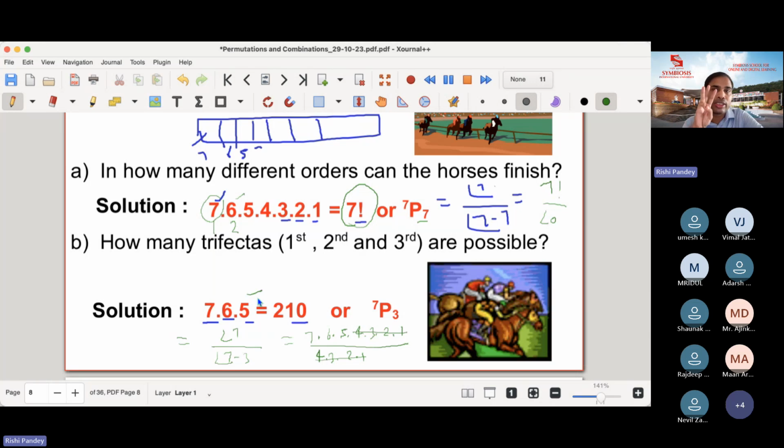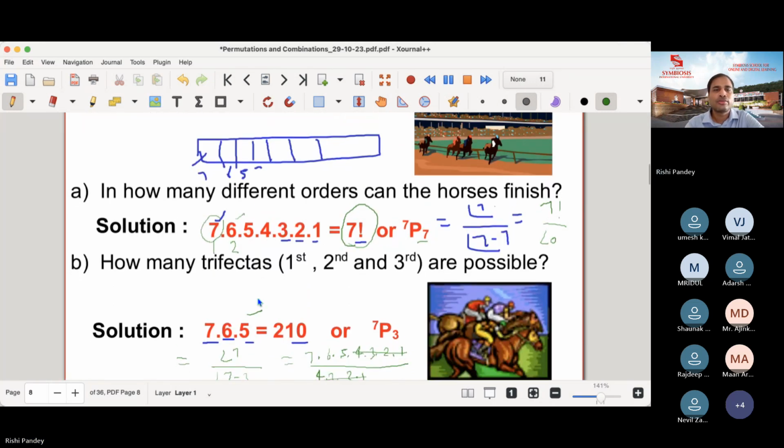Out of 7, you are selecting only 3 positions. 7 positions are available, but we will select 3: first, second, third. For the first position, any of the 7 can take it. For the next position, 1 is taken, so only 6 remain. Then done.